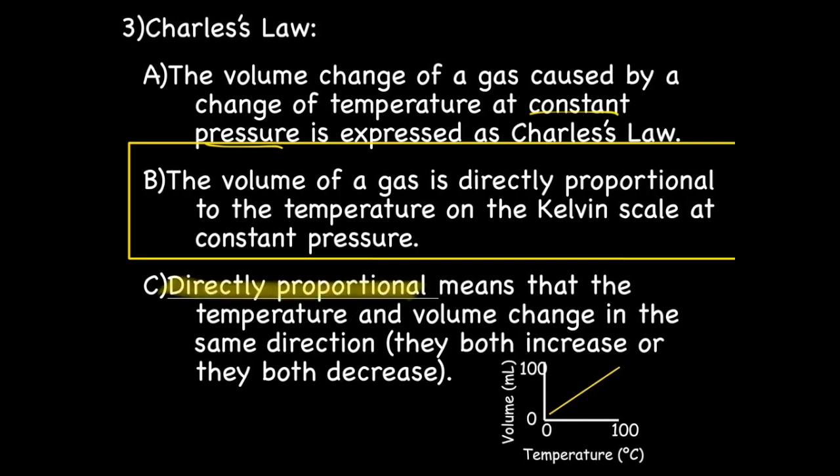Directly proportional means that the temperature and volume change in the same direction. They both increase or they both decrease. So in this case, if we increase the temperature, we're going to increase the molecule movement, which is going to lead to an increase in volume. If I decrease the temperature, I'm decreasing the molecule movement, which is going to lead to a decrease in volume. Okay, so they go in the same direction. And here is a little graph showing you what a directly proportional relationship would look like. As you increase temperature, you increase volume. As you increase volume, you increase temperature. So that's the basics of Charles' law.